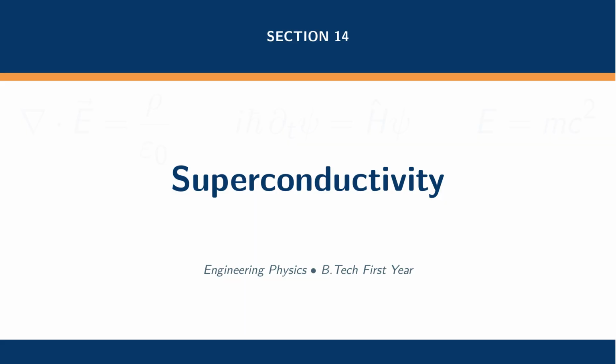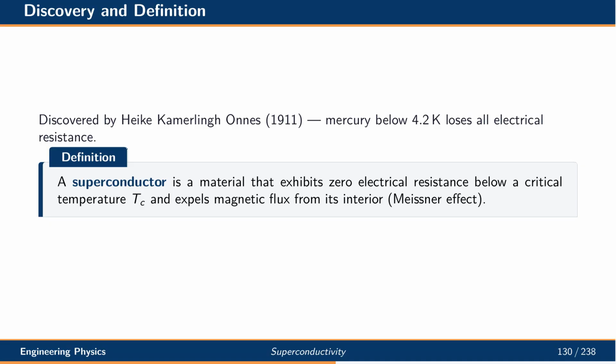We now study superconductivity, a remarkable quantum phenomenon where materials lose all electrical resistance and exclude magnetic fields. Superconductivity was discovered in 1911 by Kamerlingh Onnes, who observed that mercury loses all electrical resistance below 4.2 Kelvin. A superconductor is a material that shows zero electrical resistance below a critical temperature and also expels magnetic flux from its interior. This expulsion is called the Meissner effect, and it distinguishes a true superconductor from a perfect conductor.